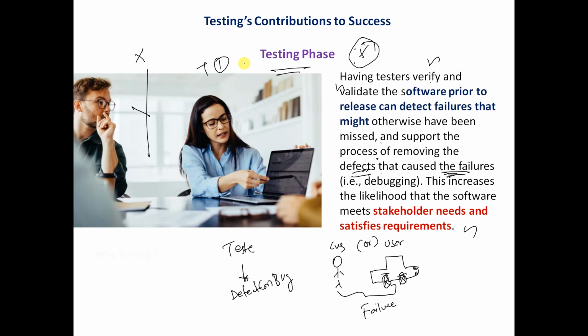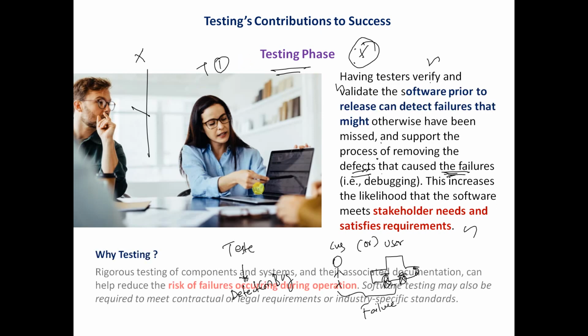All right, and the next one is why testing is necessary. See, rigorous testing of components and systems. Why testing is necessary, you can explain in layman's terms, and we have so many examples, but this is a kind of fixed and standard definition. A rigorous testing of components and systems and their associated documentation. See, documentation is also included here. Documentation includes requirement documents, test cases, test scenarios, user stories, whatever it is. So all the associated documents can help reduce the risk of failures occurring during operation.